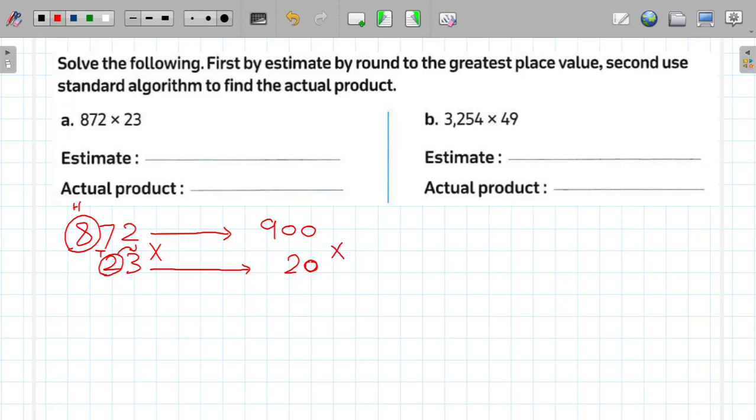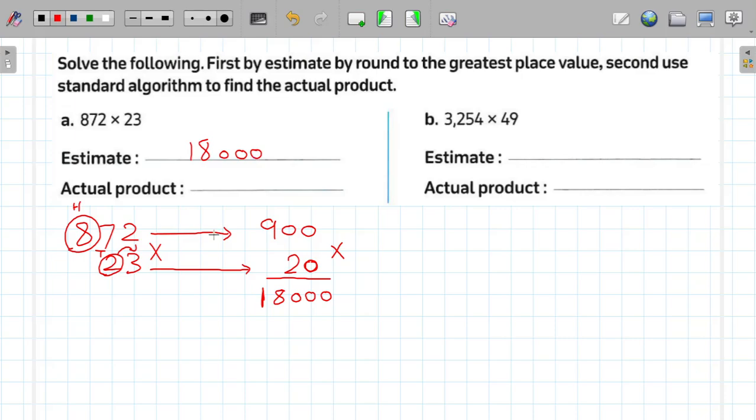Okay, so I will multiply the two numbers here. I have 0 and 1 zero, 2 zeros, 3 zeros. I will write 3 zeros. And 2 times 9 equals 18. So the rounding here or the estimation here will be 18,000.